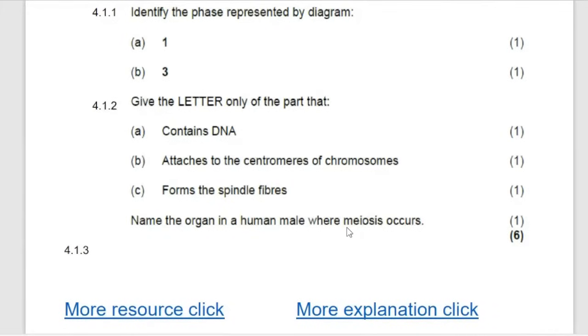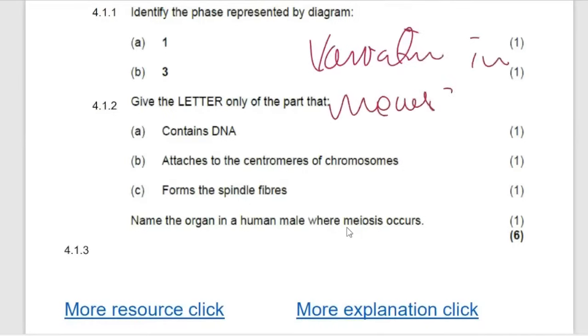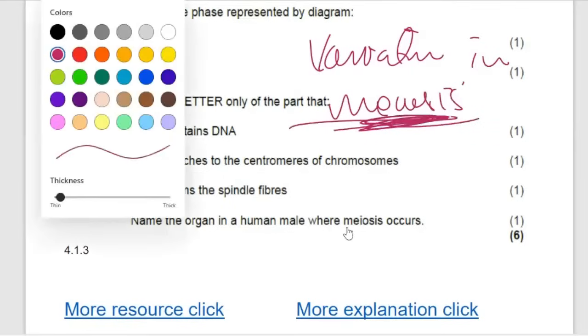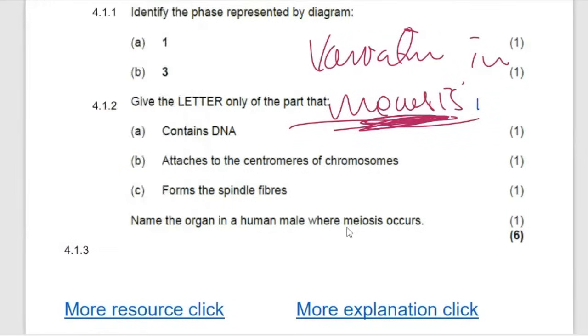But there is something where students fail. Give 2 causes of variation in meiosis. Guys, they are saying in meiosis. They're not talking about the causes of variation in general. So what are you supposed to talk about here? You talk about the random arrangement of chromosomes during metaphase, and also crossing over during prophase 1.